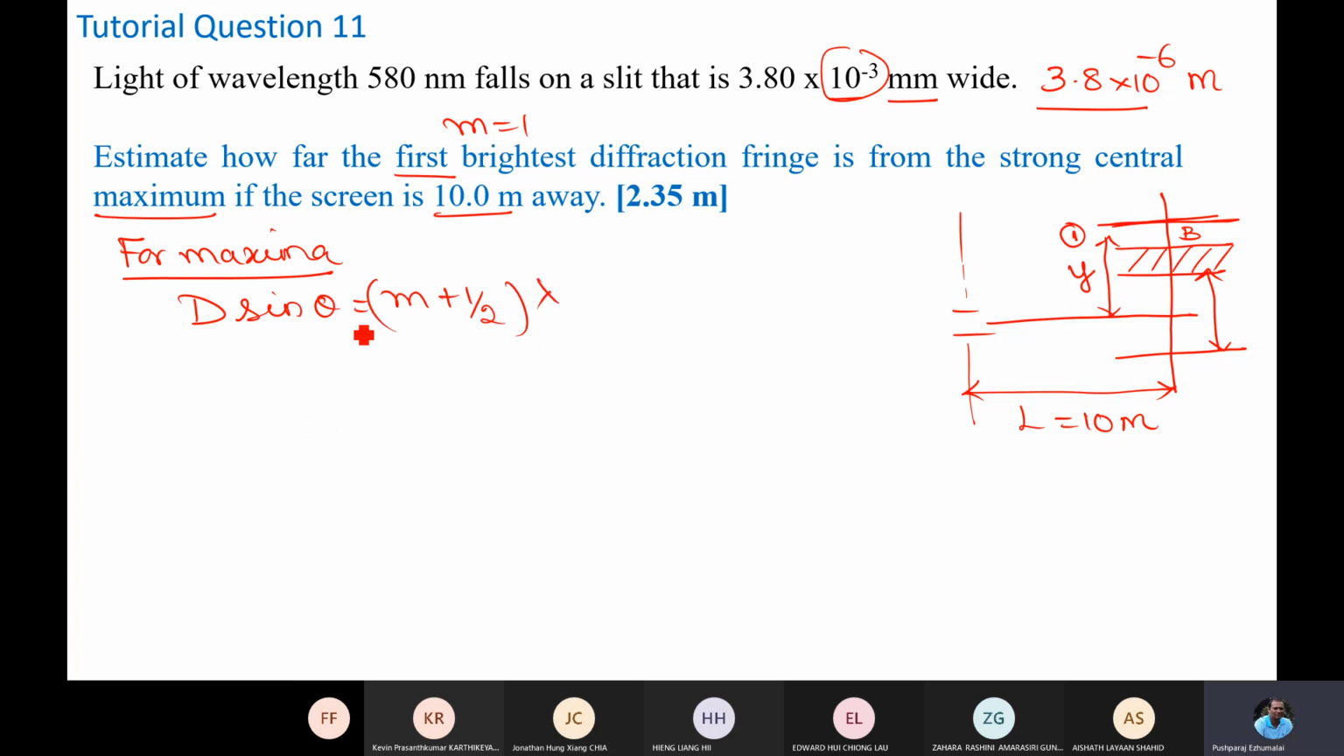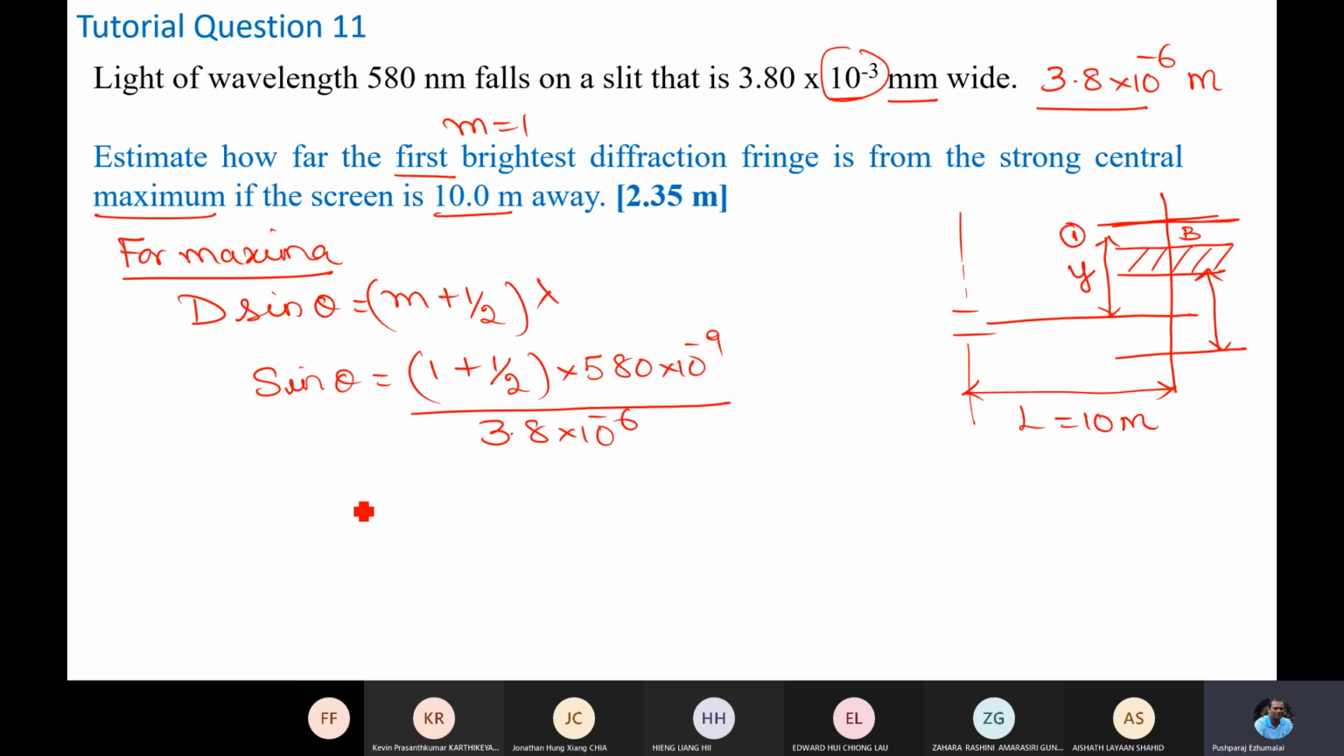So we need to find the angle. Okay. So sine theta is equal to (1 plus 1/2) lambda. What is lambda? 580 nanometer divided by 3.8 into 10 power minus 6. And then what is angle theta?